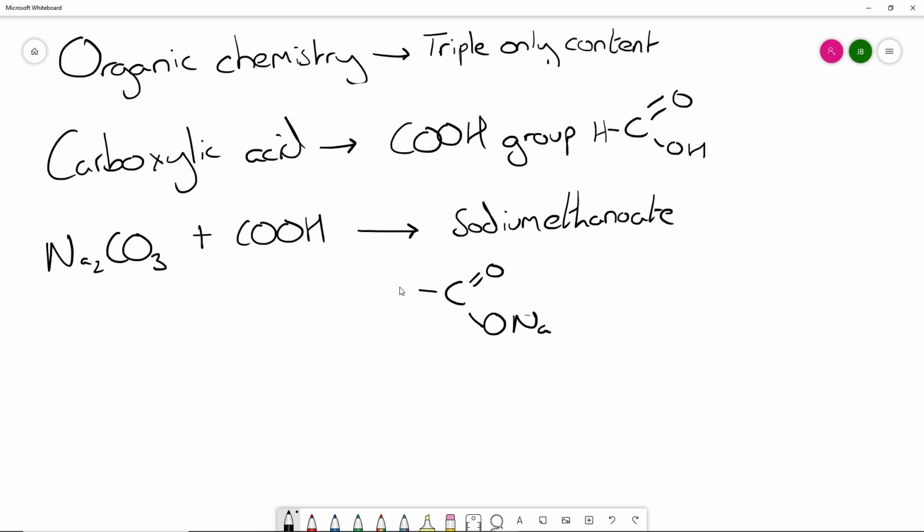Now ethanoate would have another carbon here. But this part doesn't really get involved. It's this bit, the functional group, that is the important part. So we make sodium ethanoate. We also, with this, make water and carbon dioxide. So that is the complete reaction for that.